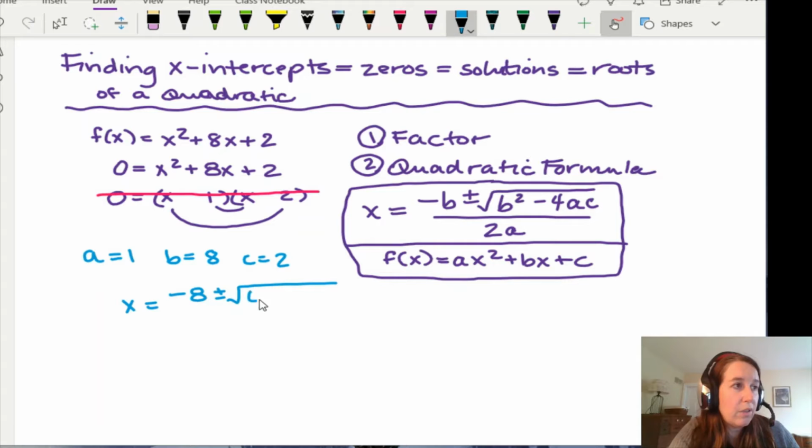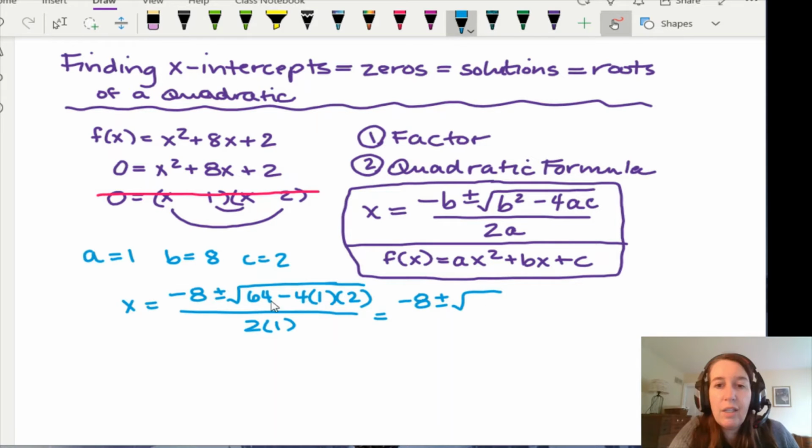So b squared, I would just say 8 squared, that's 64, minus 4ac, all over 2a. To simplify this, you're going to want to first find out what is underneath the square root, underneath the radical. So 64 minus 8, right? 64 minus 8, which is 56. And then divide that by 2.